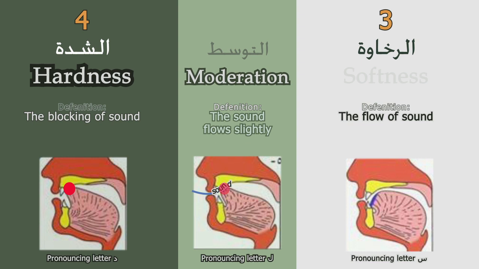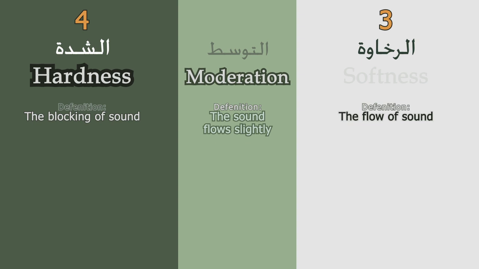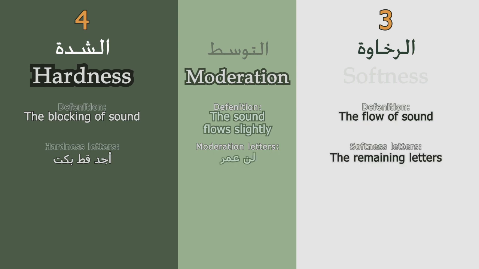How to? When the moderate letter is pronounced, the articulation point is enclosed like the hardness letters, and it is not open like the softness letters, which causes the letter's time to be in the middle between hardness and softness. The hard letters are contained in this sentence أجد قط بكت, and the moderation letters are contained in this sentence لن عمر. The remaining letters are soft letters.